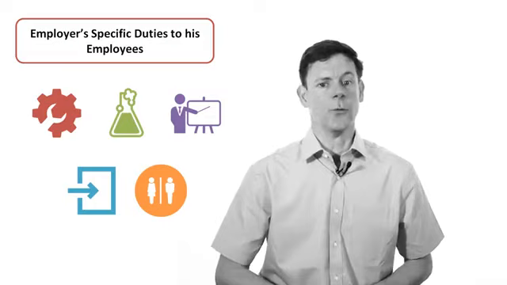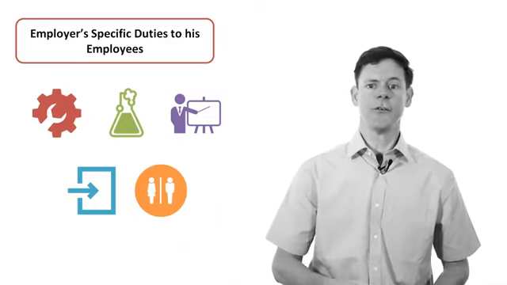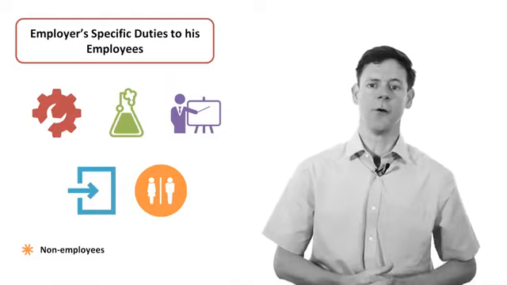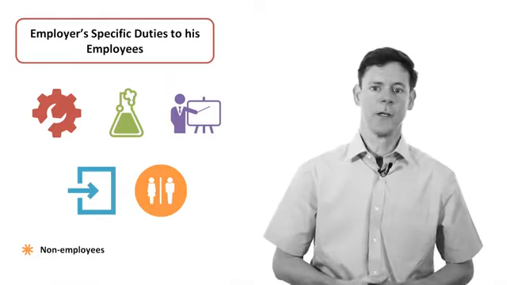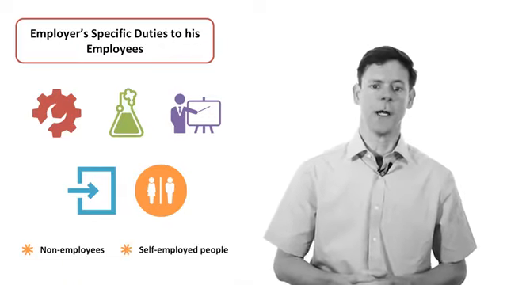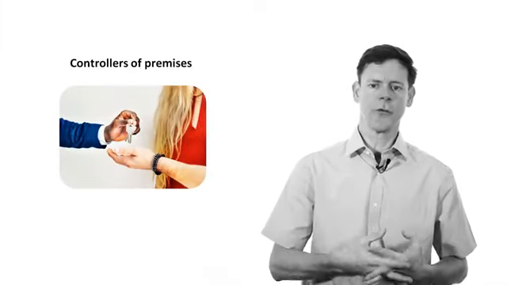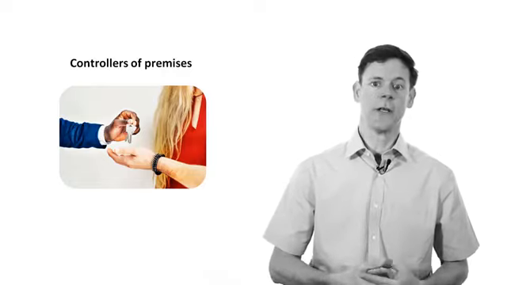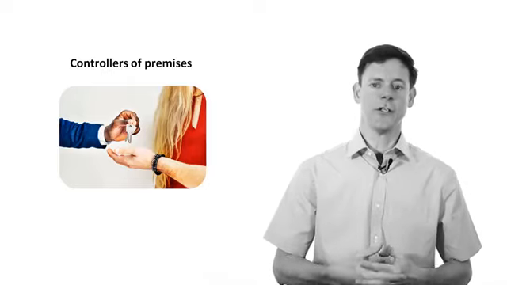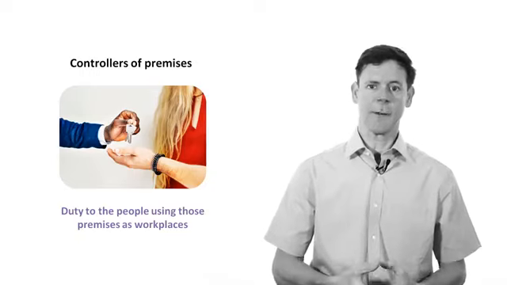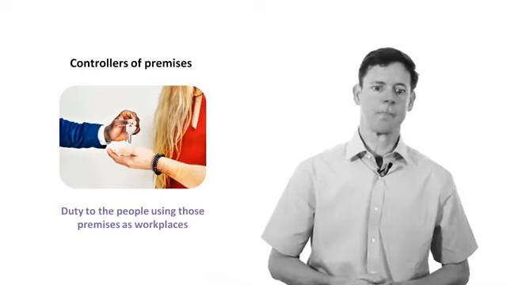Now, another section of the Health and Safety at Work Act identifies that the employer owes a duty to non-employees, as to ensure that non-employees will be safe and without risk to health from the employer's undertaking. This duty applies to some extent to self-employed individuals as well. The Act also identifies that controllers of premises are duty holders. Controllers of premises are people like property management companies and landlords of multi-occupancy buildings which are used as workplaces. And these controllers have a duty to ensure that the workplaces they're allowing other people to occupy are safe.